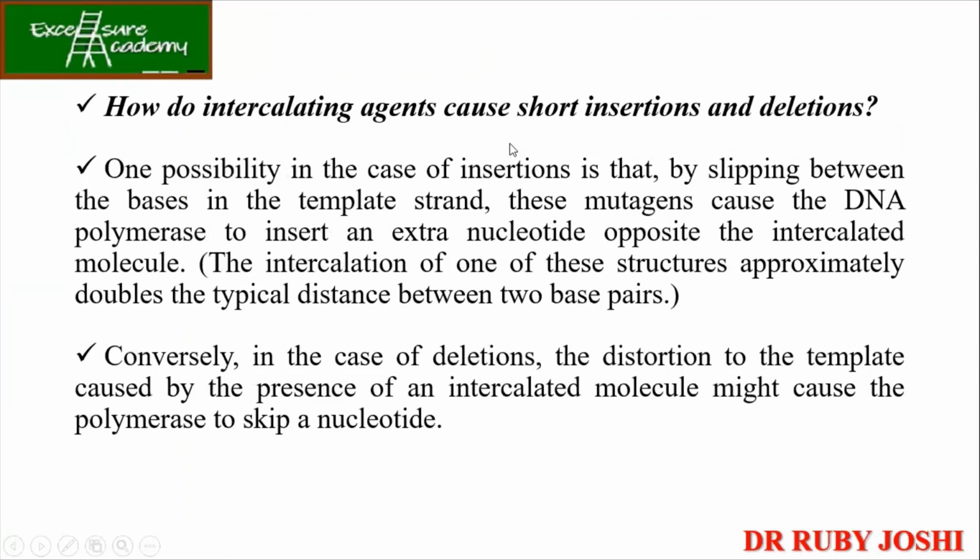Now, how do the intercalating agents cause insertions and deletions? So one possibility is again the slipping between the bases in the template strand. These mutations cause DNA polymerase to insert an extra nucleotide opposite to the intercalated molecule. Because it doesn't understand what bases it should add here, it is going to add a few bases randomly. Now the question should come: why will DNA polymerase do that? When it sees nothing in the template, why is it going to add an extra nucleotide? Why will DNA polymerase do this? Tell me.